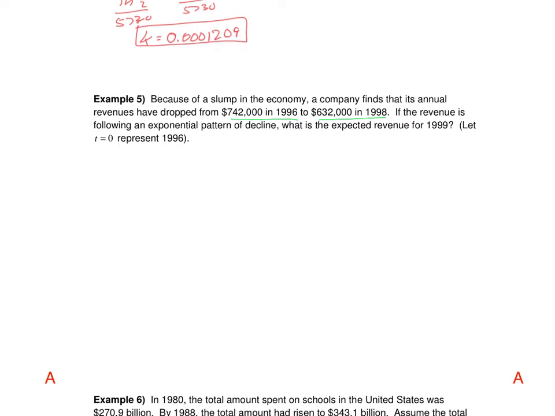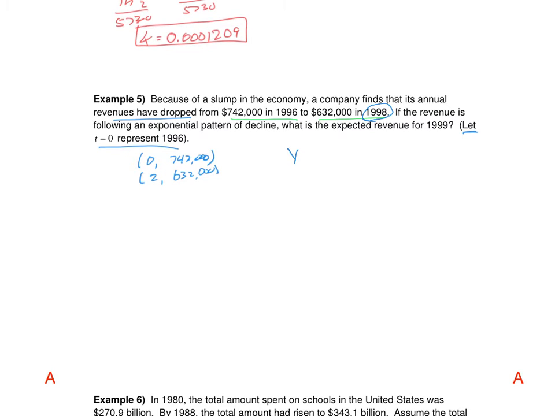So using these data points here, it starts you off with where they want t of 0 to start. So my first data point is really at 0, 742,000. And my second data point, since it's at 1998 or 2 years later, is input value of 2, and then 632,000. And it did say that our revenues are dropping, and you can tell from year 0 there to year 2, we are dropping our revenues.